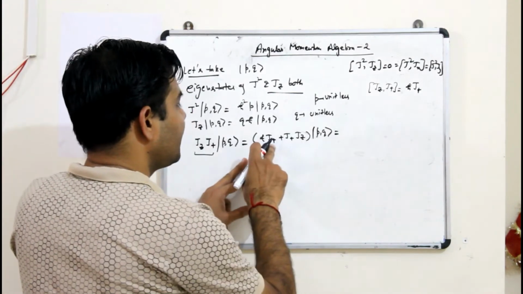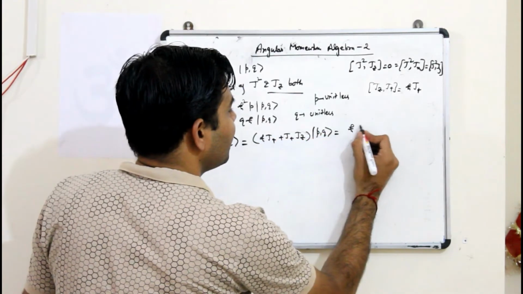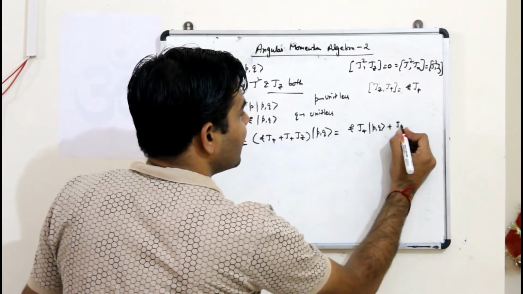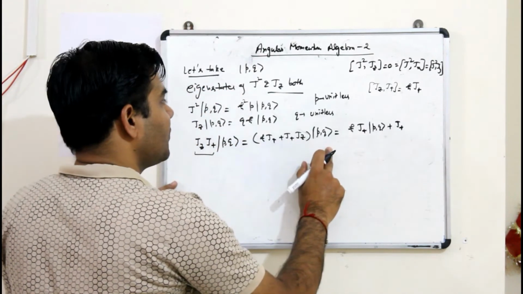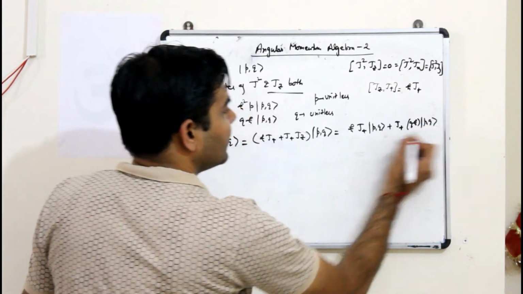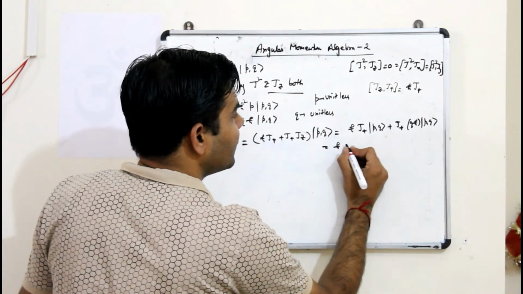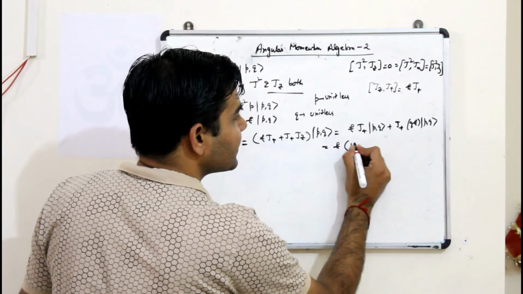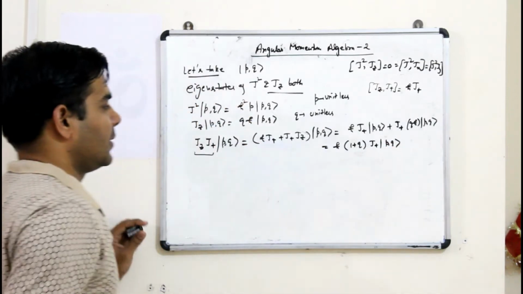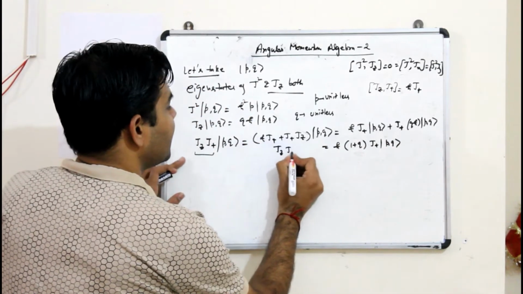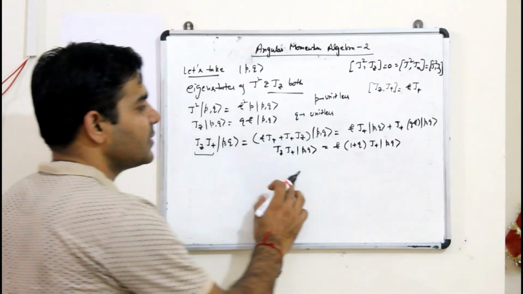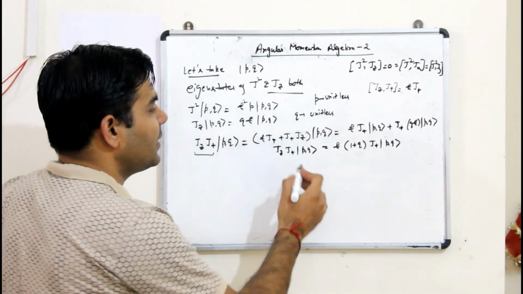Now we know the action of Jz on |p,q>. So the first term gives me ħ J+ acting on |p,q>. The second term gives me J+, and Jz acting on |p,q> means qħ and |p,q> back. So if I take ħ common, it is (1+q) ħ J+ acting on |p,q>, which is the left-hand side Jz J+ |p,q>.